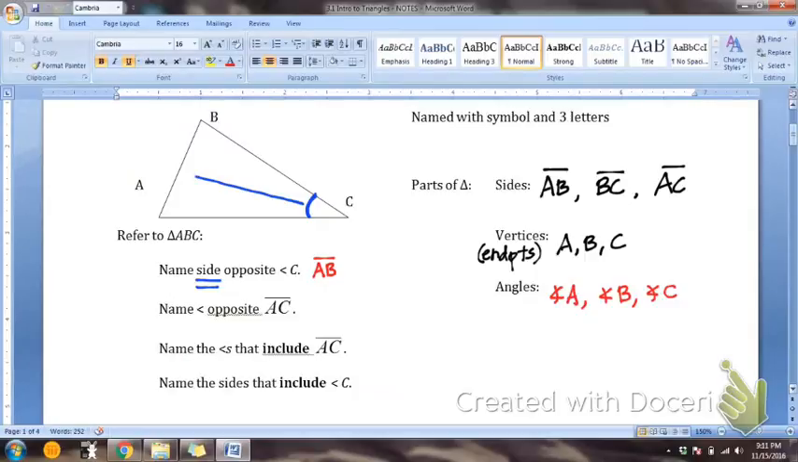So then the next one asks to name the angle. It says name the angle that is opposite side AC. So let's mark side AC. And across from AC is which angle? Well, we would say that that is angle B. And I'm using two arc marks because I've already used one when we were talking about our angles. So across from side AC is angle B.